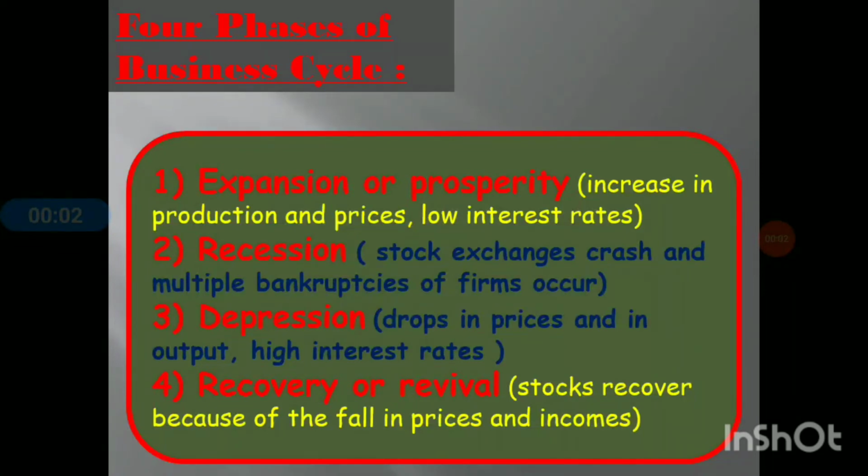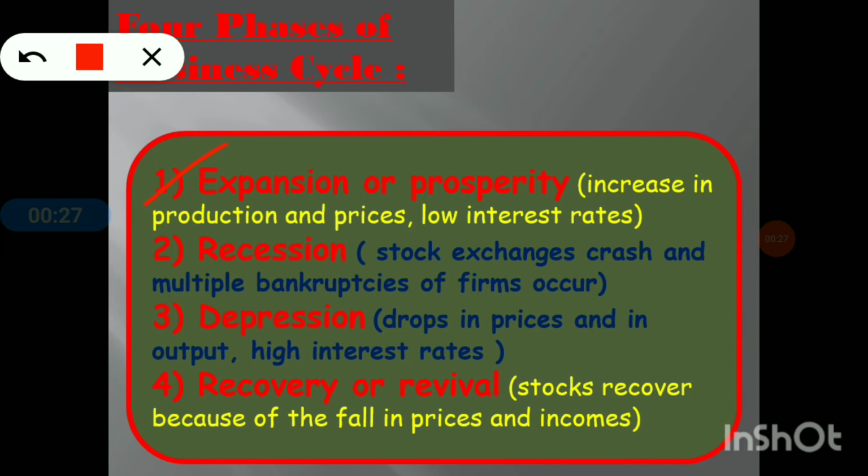So learner, you can ask how long does the business cycle last. Basically the average length of a business cycle is 5 to 10 years, okay. So now going to the discussion of the phases of business cycle. Sorry, I missed it. There are 5 phases of business cycle. The first one is the expansion or prosperity.